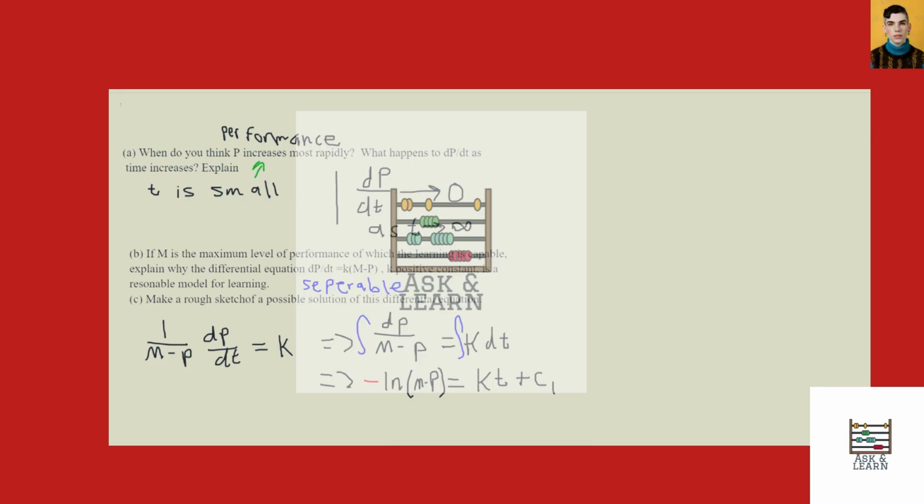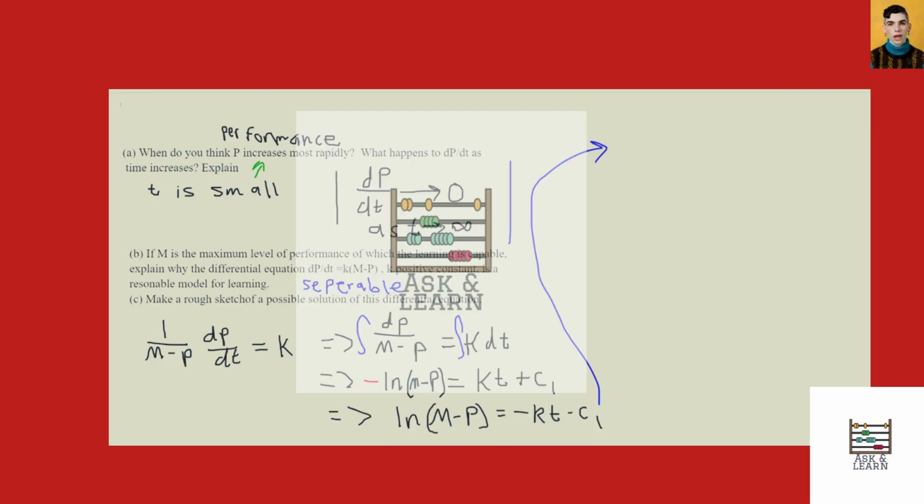Now I want to solve for what P is. So the first thing I'm going to do is move the negative over. So I get natural log of M minus P is equal to negative Kt minus C1. And then I'll go ahead and move this up here. Now what I need to do is exponentiate each side. So put each side to a base of e.